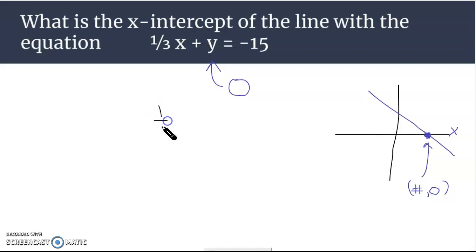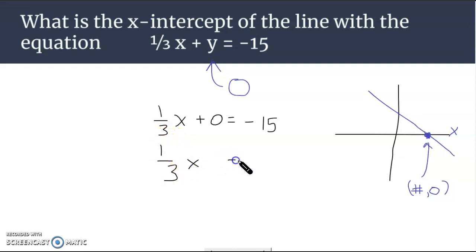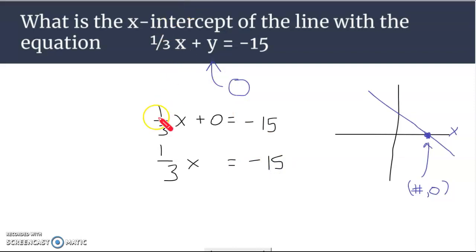So we're going to do that. We're going to do 1/3 times x plus 0 equals negative 15. I rewrote the equation, but this time I substituted in a 0 for y. Now, 1/3 x plus 0, I don't even have to write that. I can just write 1/3 x equals negative 15. And then I will go about solving for x. I can get rid of the 1/3 by multiplying by 3 on both sides of the equation. That gives us x by itself. Negative 15 times 3 is negative 45.